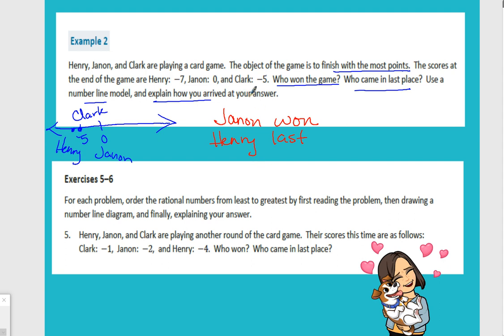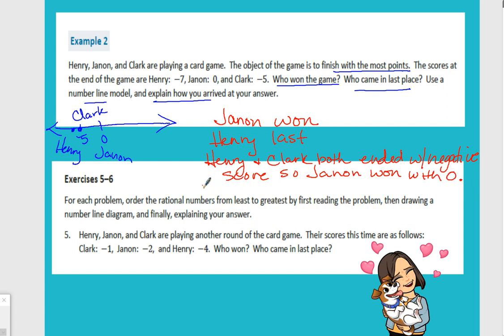And how did we come to our answer? Henry and Clark both ended with negative scores. So Janin won with 0. Henry was farther left. So he came in last.